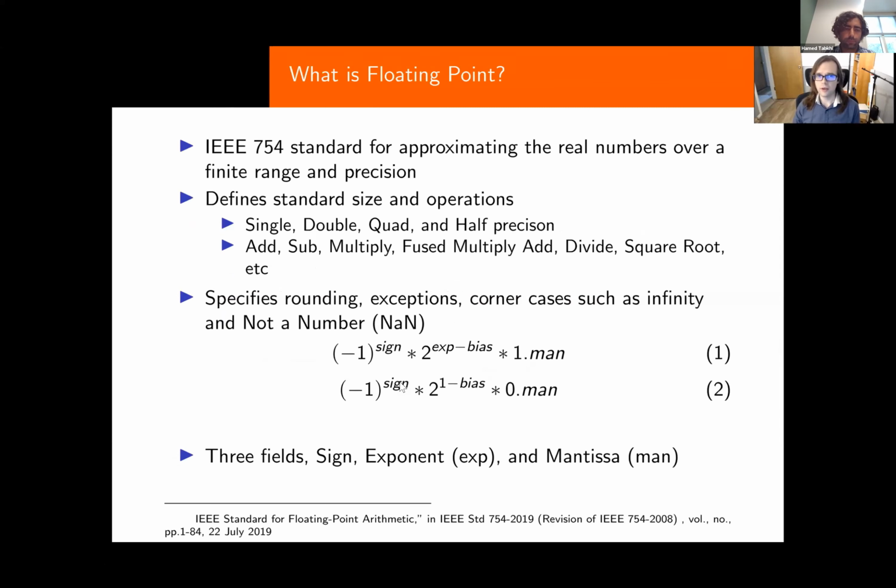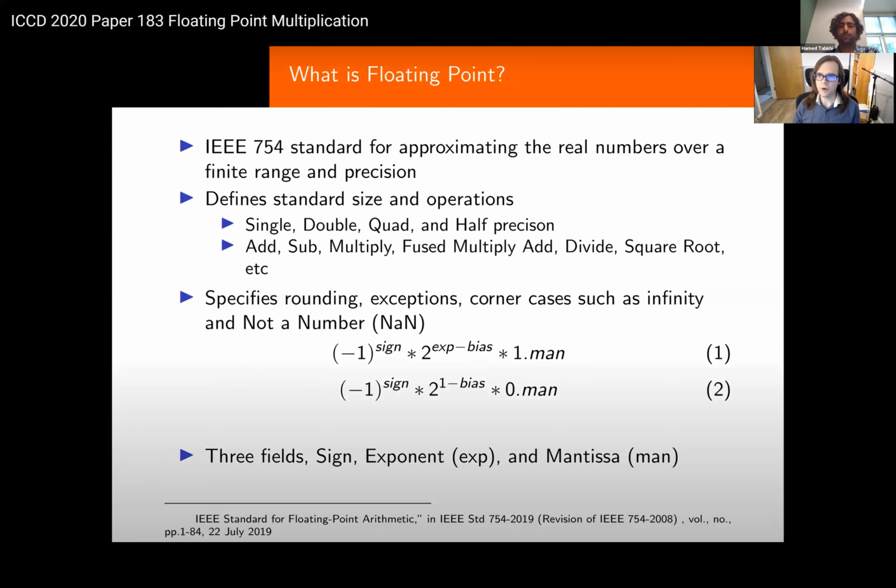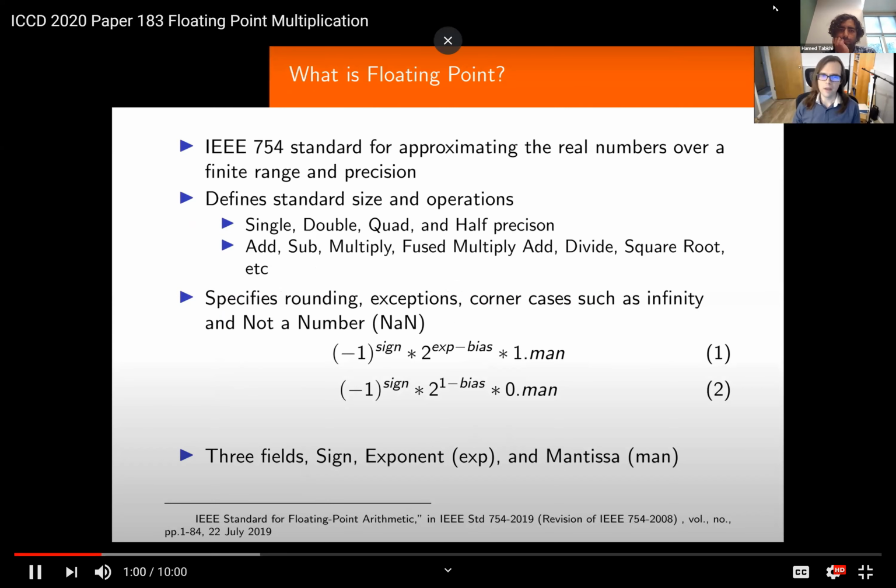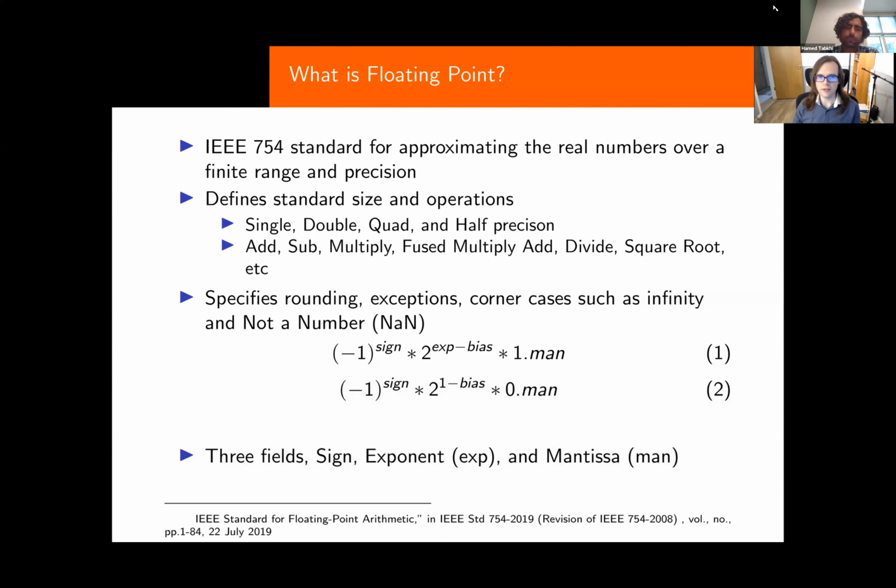So what exactly is floating point? Floating point is an IEEE 754 standard, which is used to approximate real numbers over finite range and precision. The standard defines various sizes, such as single and double precision, and then additionally the operations you might want to apply to our numbers, such as addition, subtraction, and multiplication. Floating point numbers consist of 3 fields: a sign, an exponent, and a mantissa. Their values are expressed in 2 different equations. The first is the normal representation, equation 1, and the second is the denormal representation in equation 2.